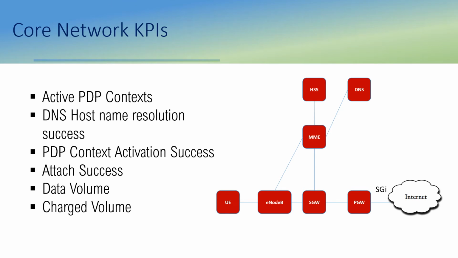Let us consider the KPIs which we normally track for mobile data. One is attach success rate. Two is PDP context activation success rate. Next one is active PDP contexts on the node. DNS resolution success. Data volume, which is the actual uplink plus downlink volume through the SGI interface. Then volume reported to the billing and policy domains over the Gx or Ga interfaces. So using these KPI data, our objective is to detect anomalies.